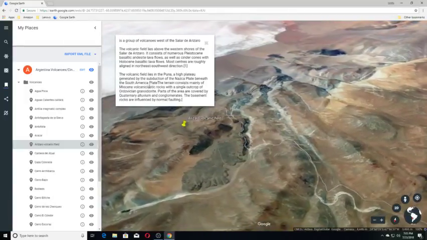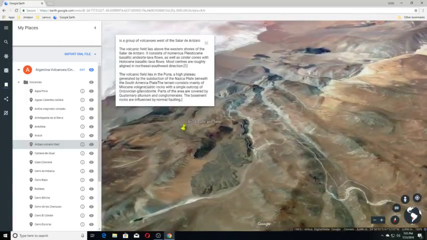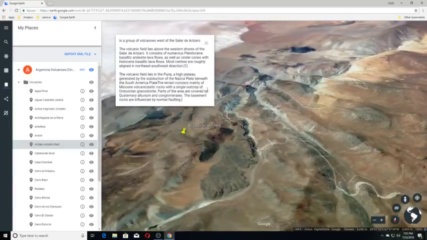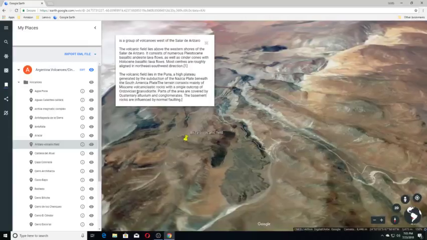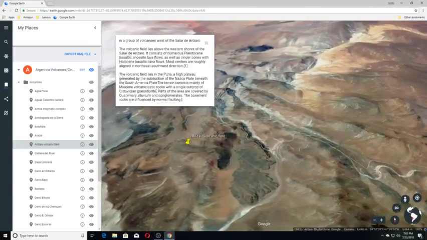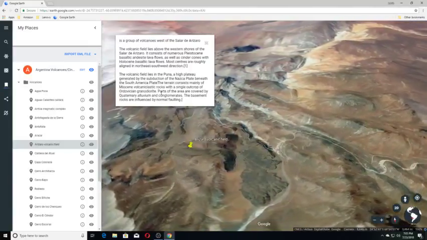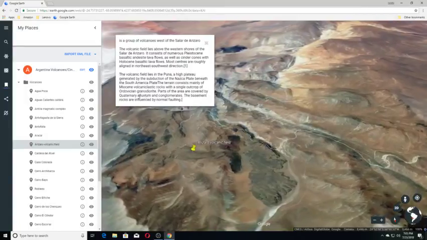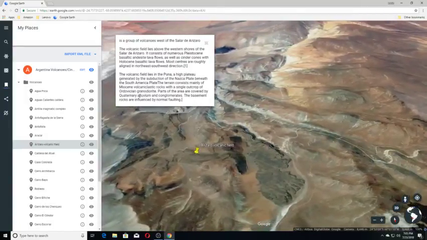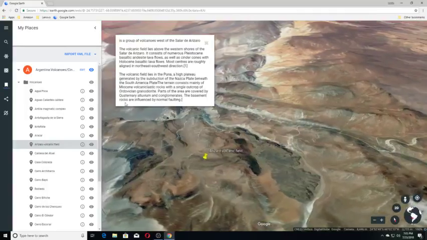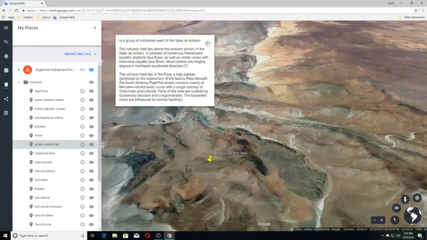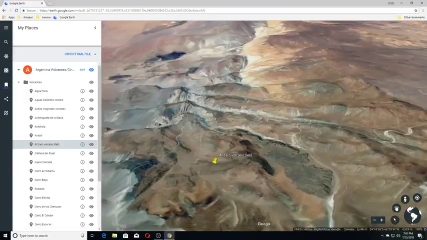The terrain consists mainly of Miocene volcaniclastic rocks with a central outcrop, Ordovician granodiorites. Part of the area is covered by Quaternary alluvium and conglomerates. The basement rocks are influenced by normal faulting. But that was a big word I had to say.